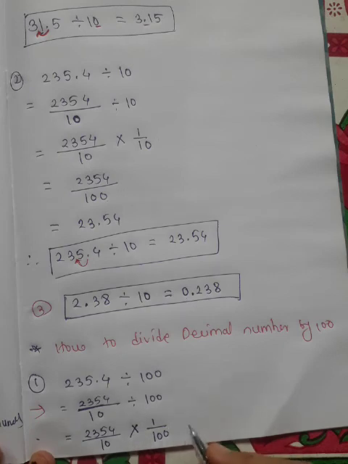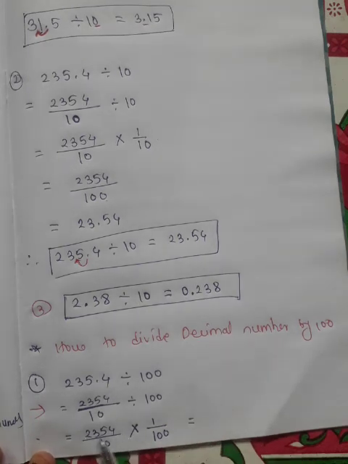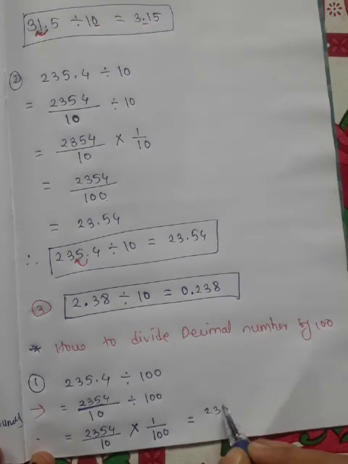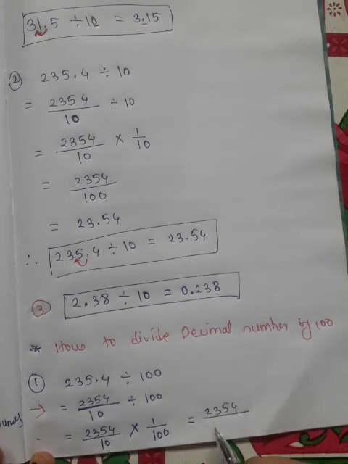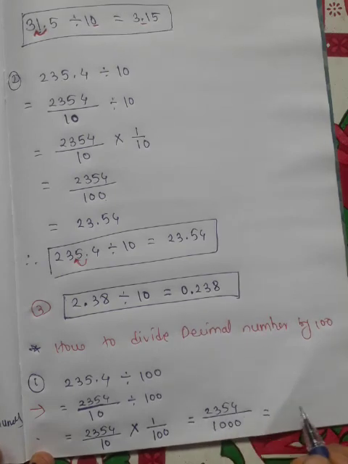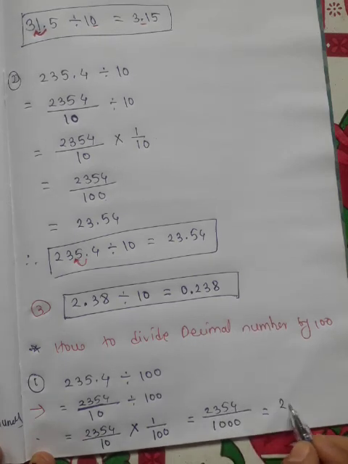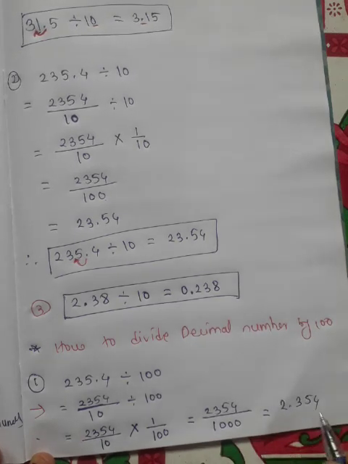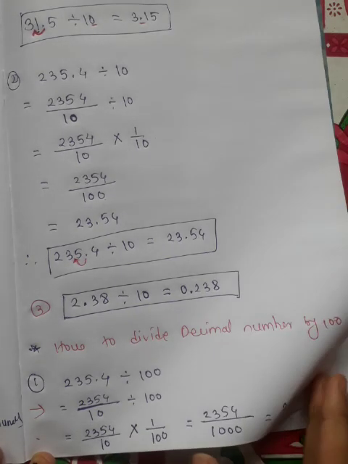So now what is our next step? Next step is just multiply. So 2354 divided by 10 into 100 means 1000, and we know how to write this fraction in terms of decimal numbers. See, there are 3 zeros, so put the decimal point before 3 digits, 1 2 3, so we must write 2.354. So what answer do we get?